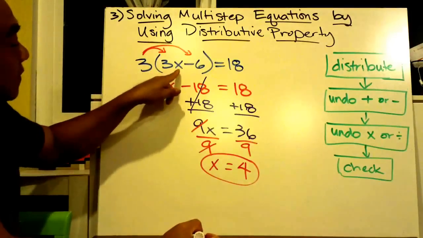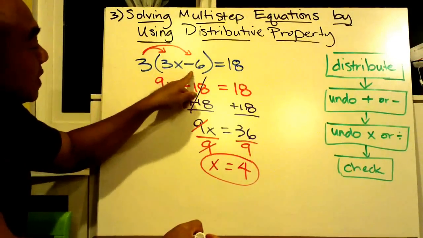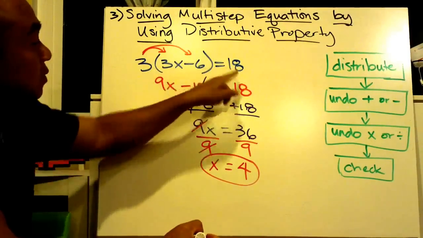Take this and check it. If I put the 4 in here, that's 12 minus 6, which is 6. 3 times 6 is equal to 18.